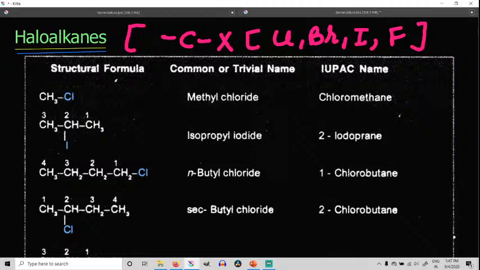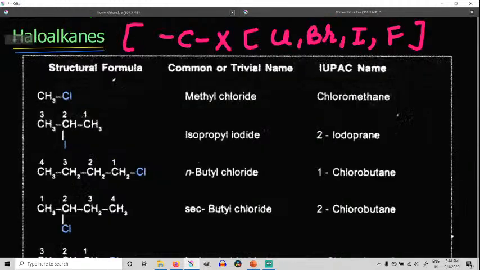Suppose there are 3 carbon atoms, and on the second carbon atom iodine is present. If iodine is present, how can we give the name? Obviously iodine comes under halogen. Because in the second carbon atom iodine is present, it will become 2-iodo. Why propane? Because there are 3 carbon atoms, so the root word will be prop and ane. So 2-iodopropane.